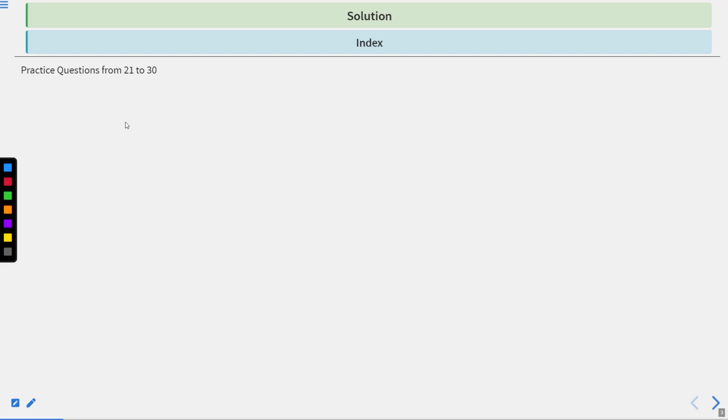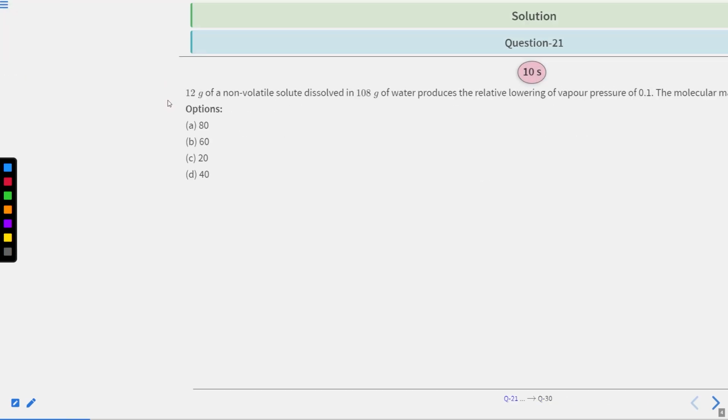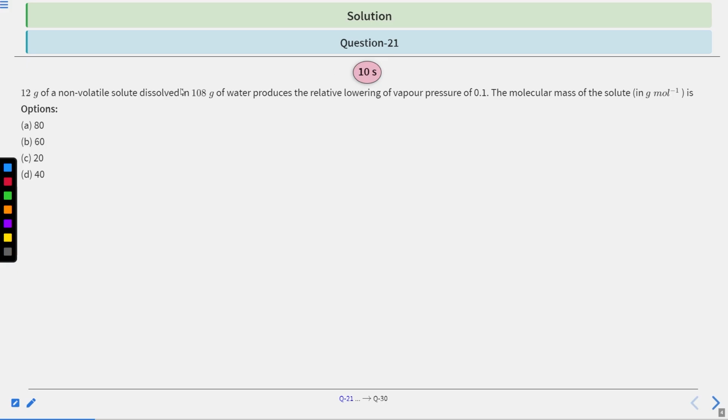In the next slide, we are going to see some practice questions from question number 21 to question number 30. So let's start with question number 21.